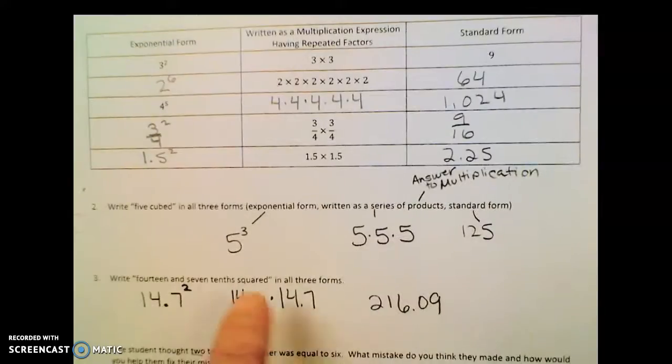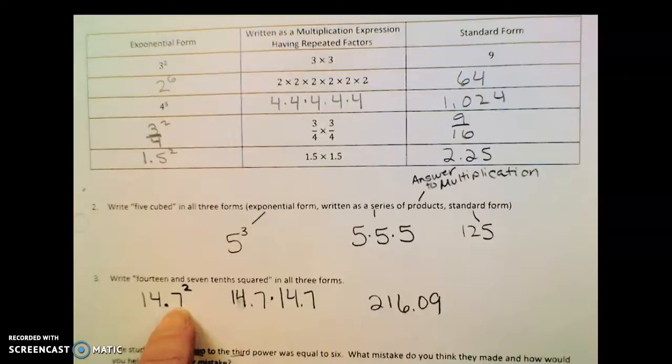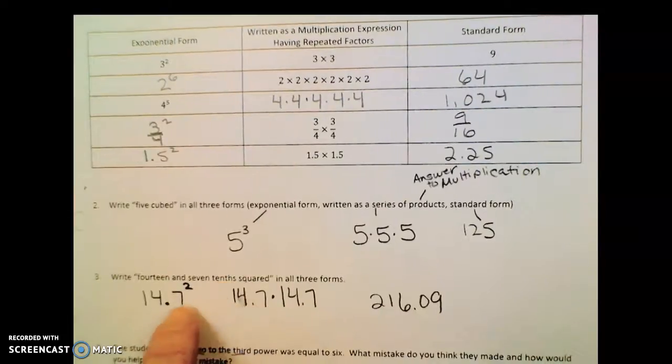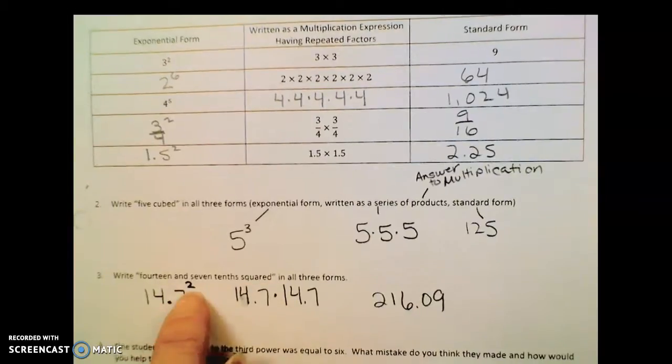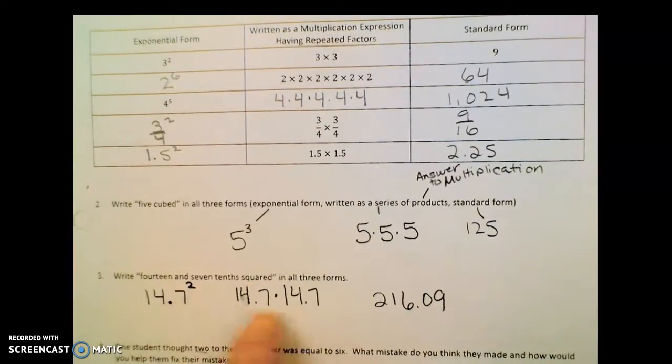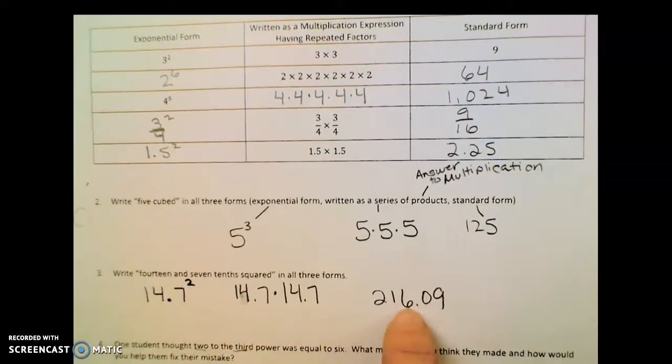Same thing here. Hopefully you remember when you read 14 and, that's where the decimal goes. And you know 7/10 with the TH is one decimal place behind the decimal. And then squared means the exponent 2. Here's the exponential form, written as a series of products, and the standard form.